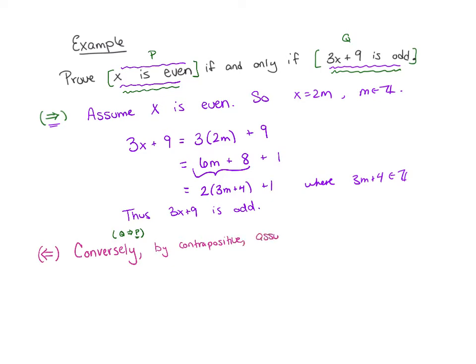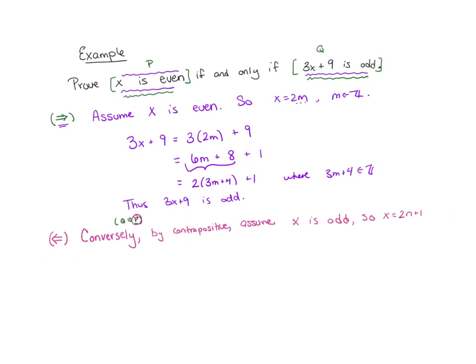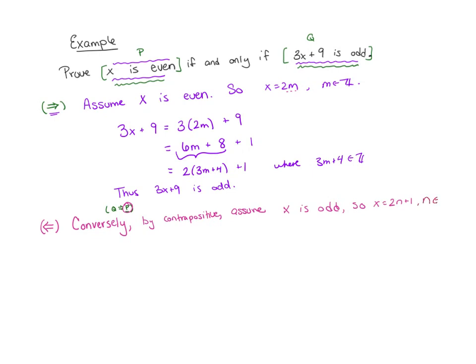Assume not P, because that's the negation of the consequence in this example. So x is odd. So x is 2n plus 1, where n is in Z. I used m up here, but it was in a completely different proof, so I can reuse that if I want, but I'm just going to go ahead and pick a new letter.